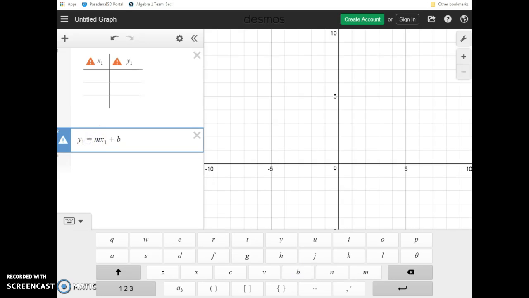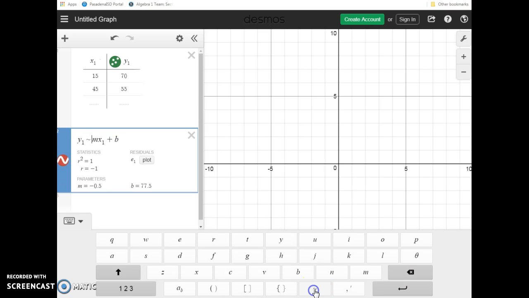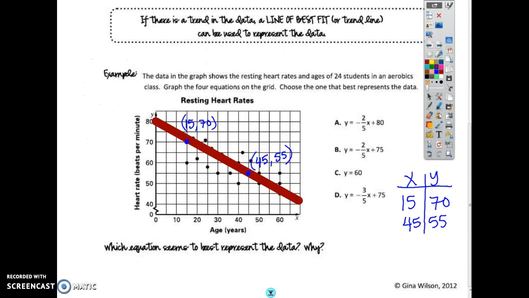Make sure that's the approximation one, not the equal sign. So this little symbol. Okay, so it gives you negative 0.5x plus 77.5. So let's see if that helps us. That's y equals negative 1/2 x plus 77.5. Does that help us with the answers that they gave us? No.